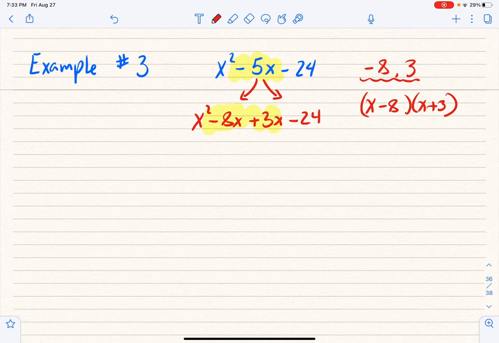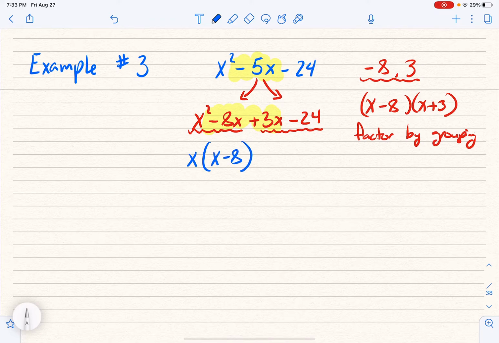And now we do something called factor by grouping. We're going to group these first two values and group these second two values and factor them independent of each other. What do those first two values have in common? They have an x in common. If I factor that x out, it leaves me with x minus 8. And what do the second set of numbers have in common? They have a 3. If I factor that 3 out, I'm left with x minus 8. Isn't that amazing that I have an x minus 8 here and an x minus 8 here?